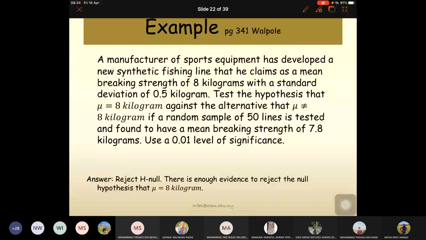Okay. So take a look at this question. n greater than 30, sigma is known. So dia akan jadi case berapa? Case 1, okay. So dia akan follow Z distribution table.